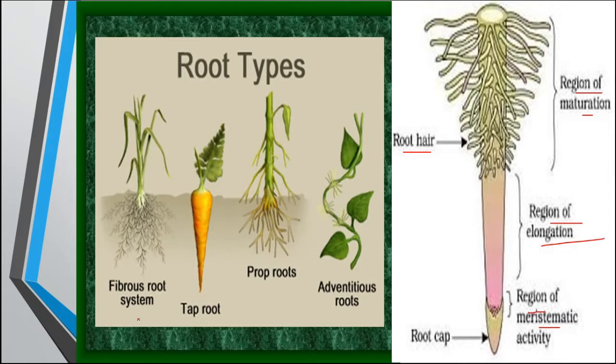Now in this figure we can see the different types of roots and their modifications. This is the fibrous root system, which is present in monocot plants. Then the tap root, the conical tap root, where the base is narrow and the upper side is conical in shape. Prop roots come out from the upper side of the plant. Then adventitious roots also come out from the upper side. So there are different types of roots.